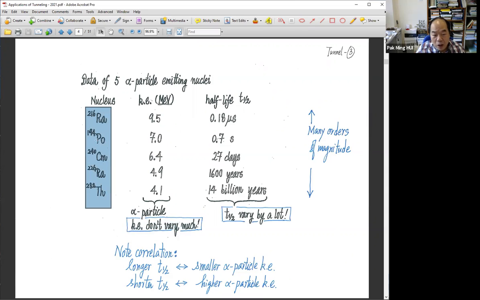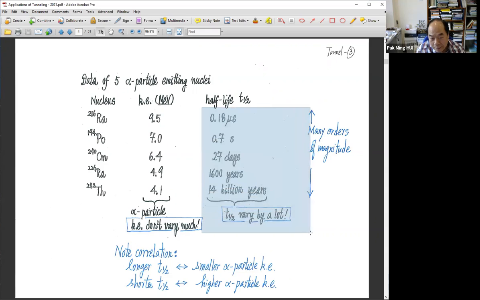However, if we look at the lifetime or something called the half-life, they are related by log 2 to the lifetime. And then look at this number.